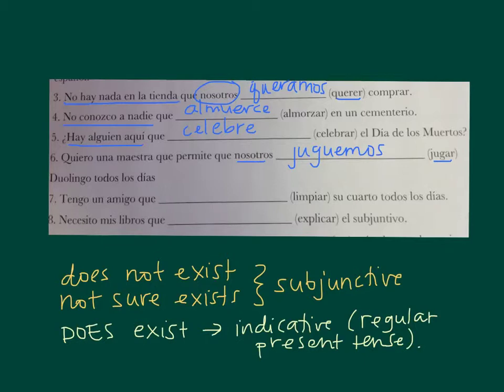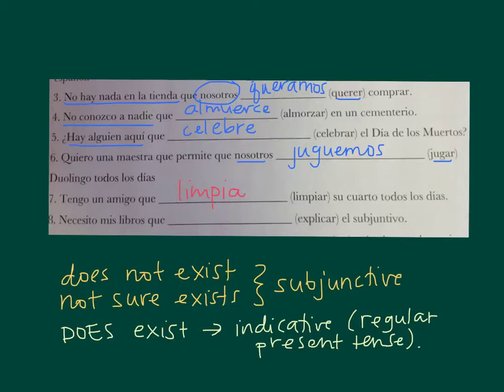For my next one, I'm saying tengo un amigo. I have a friend that cleans his room every day. If I have a friend that does that, then he does exist because I have him. Okay? So therefore, I'm going to be using regular present tense. Tengo un amigo que limpia su cuarto todos los días.